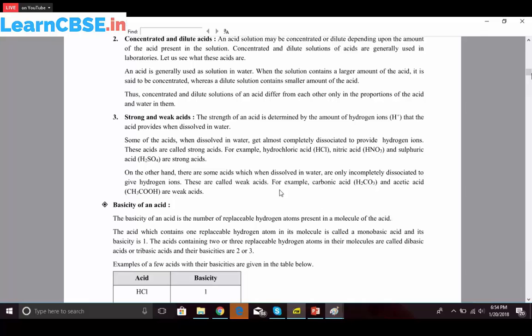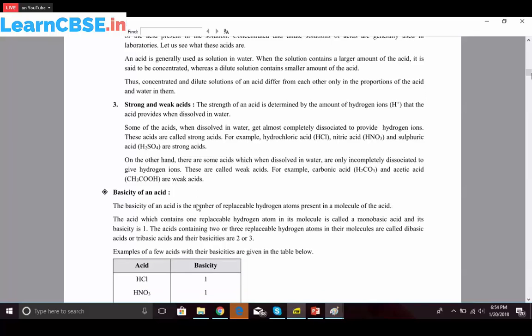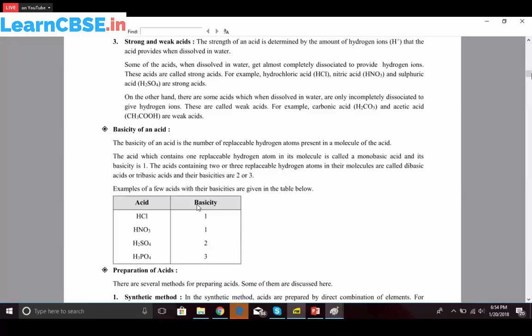Okay. So for example, the weak acids H2CO3, which we call carbonic acid, and acetic acid CH3COOH. These are all weak acids that give only partial H plus ions when they are dissolved in water.